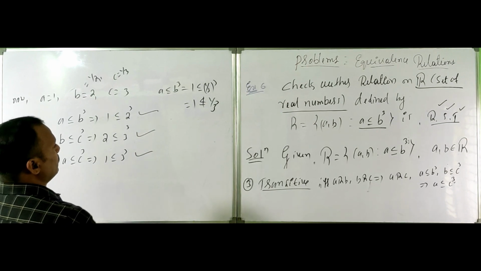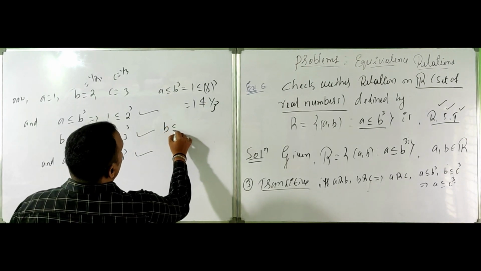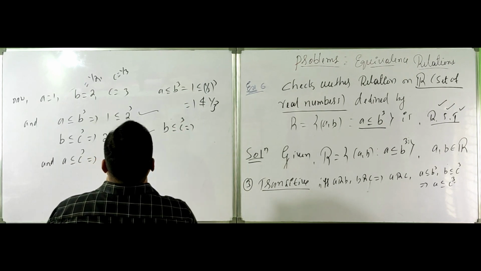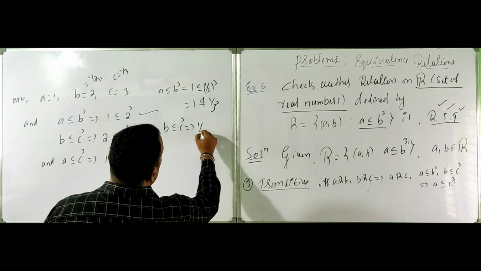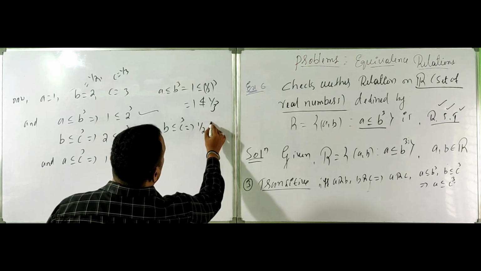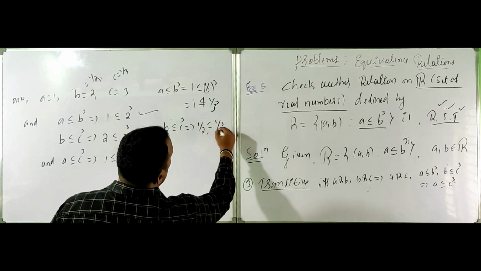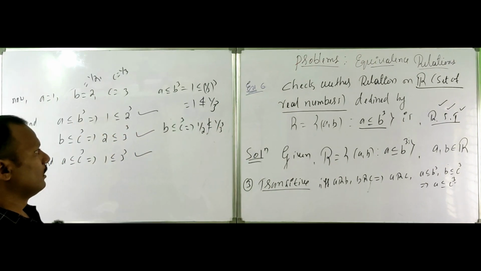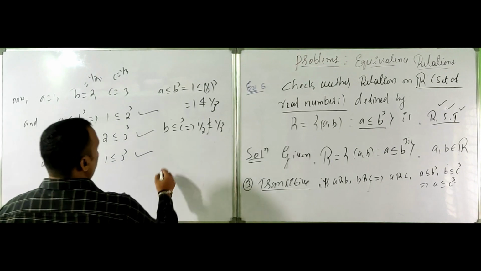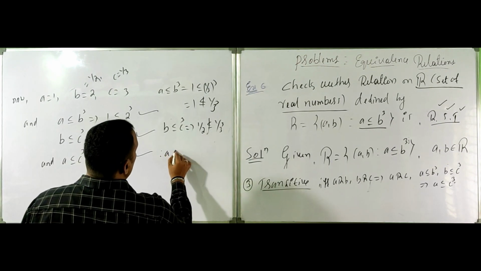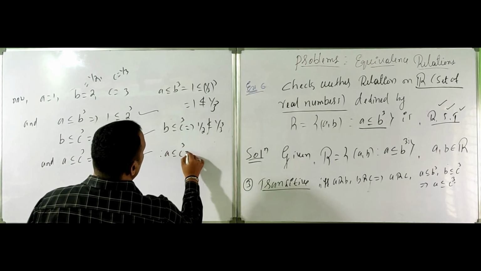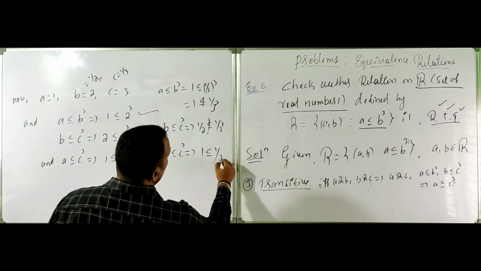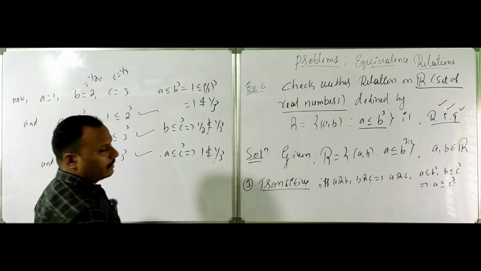Right? Similarly, B is less than or equal to C cube. This implies that 1 by 2 is less than or equal to 1 by 3 cube. This is also not right because 1 by 2 is greater than 1 by 3 cube. Therefore A is less than or equal to C cube. This implies that 1 is less than or equal to 1 by 3 cube. This is also not right.